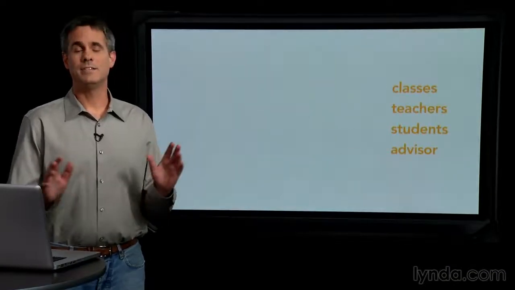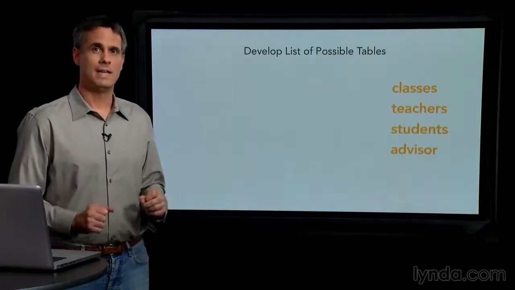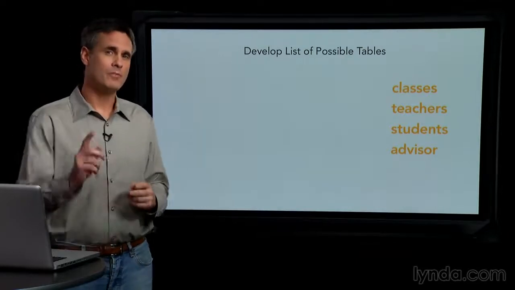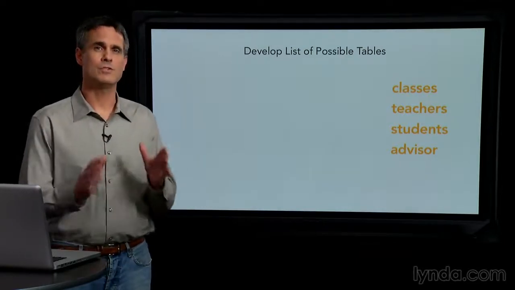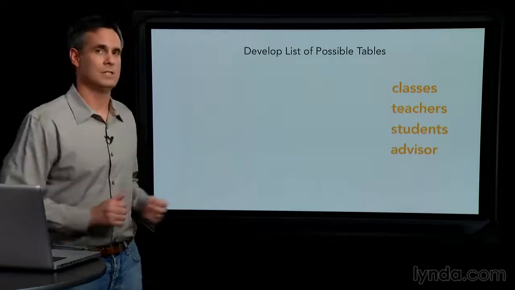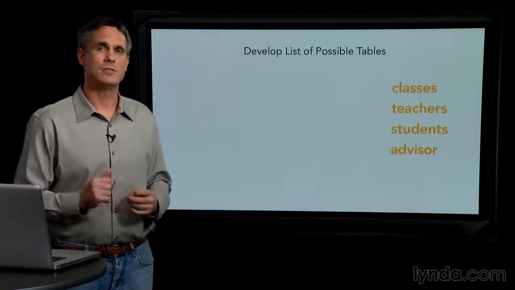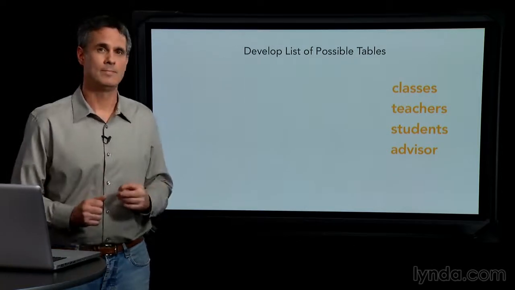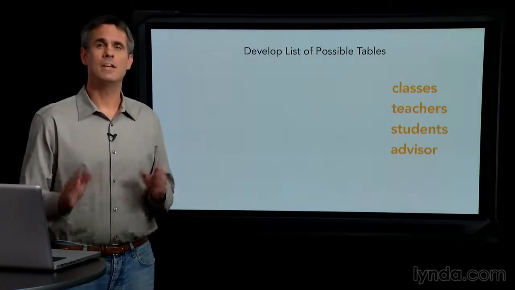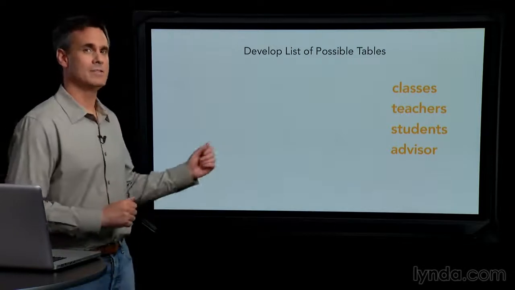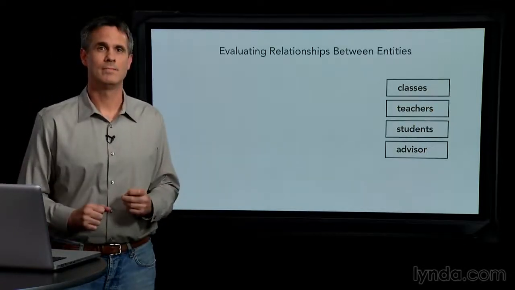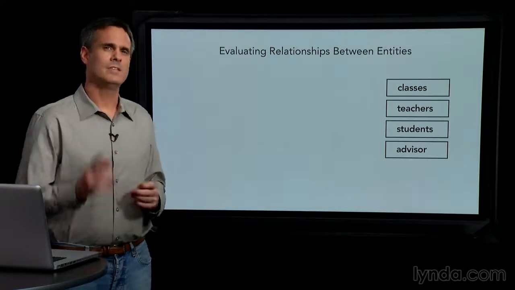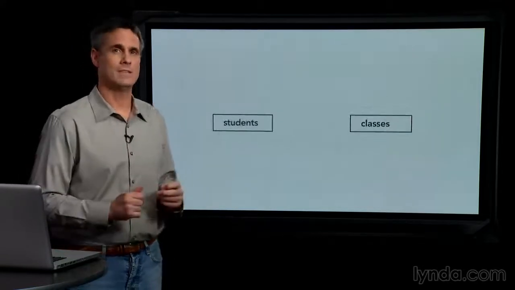Now we have our entity candidate list, and these entities will eventually become tables defined in our database. But before they become tables in our database, we must first determine how the entities are related to each other. This is where we'll want to create an entity relationship diagram, otherwise known as an ERD. In any ERD, it's common to represent your entities as a box with the entity name inside of it. Let's move on to exploring the relationships between these entities, starting first with students and classes.